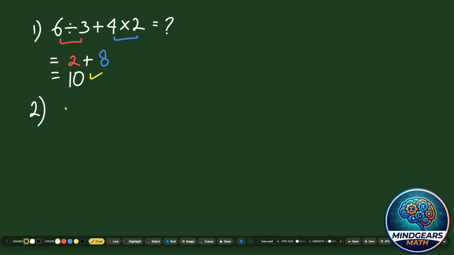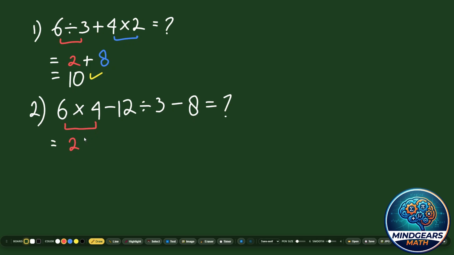Problem number 2. What is the value of 6 times 4 minus 12 divided by 3 minus 8? 6 times 4 equals 24. 12 divided by 3 equals 4. 24 minus 4 minus 8 equals 20 minus 8 equals 12.